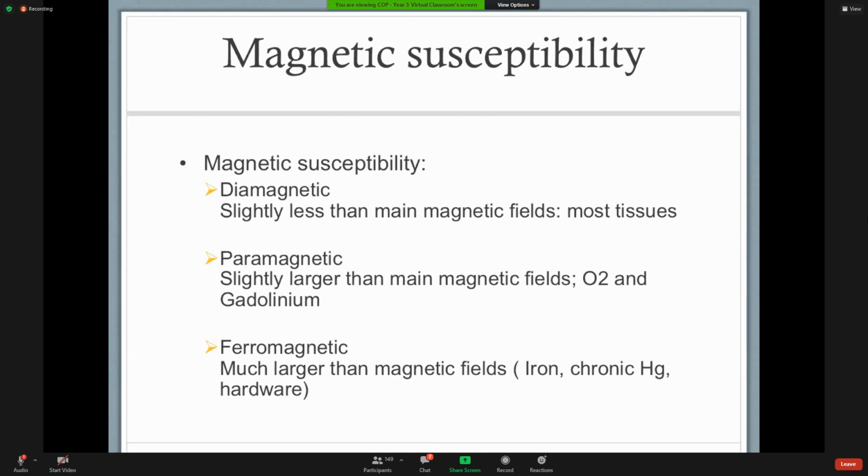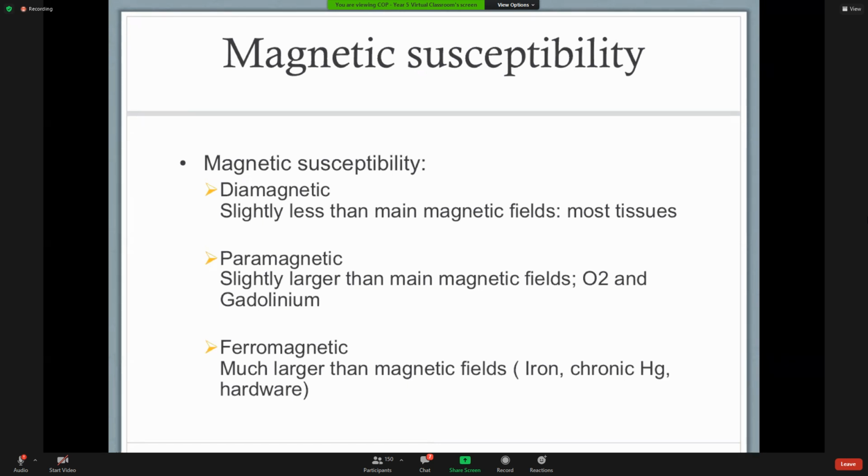Now, most of the material that we have in our body is known as diamagnetic. This means that the characteristics of them allow them to have magnetic susceptibility that is less than the main magnetic field. Paramagnetic materials are slightly larger than the main magnetic field, and therefore they are often used as contrast material in MRI. Ferromagnetic means much larger, and these are the ones that actually interfere with the image, either hardware, metal, etc.